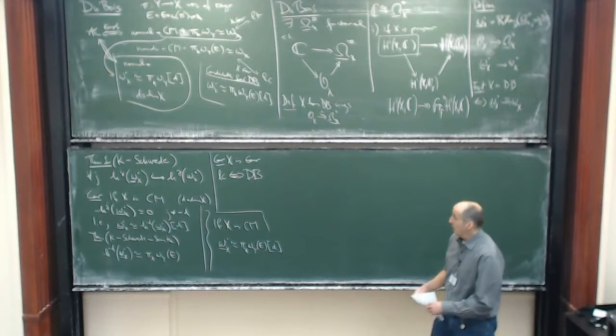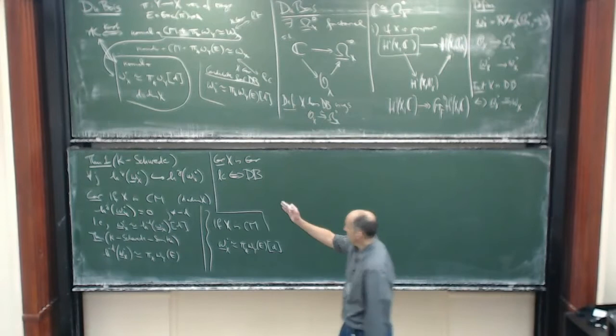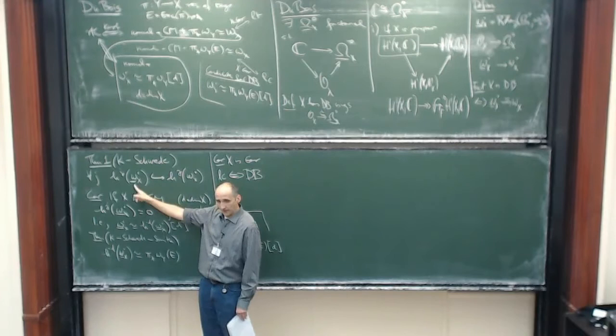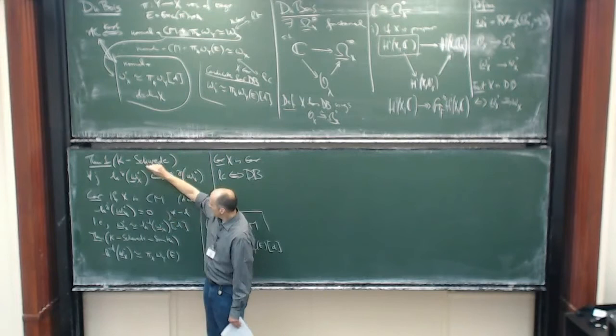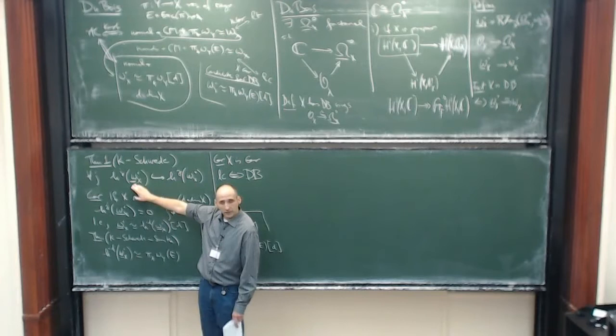Where it's stated, I assume Dubois. So these statements do not need Dubois. It's any X, but it's underlined. Right? Yes. So this is true for any X. So this statement is just about this complex. Yeah, so this one doesn't even need X normal or equidimensional.